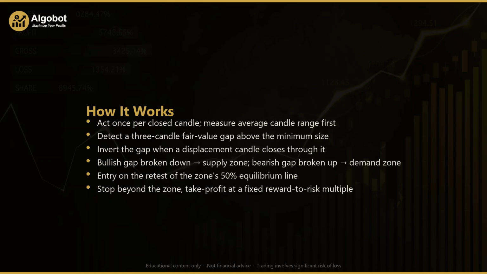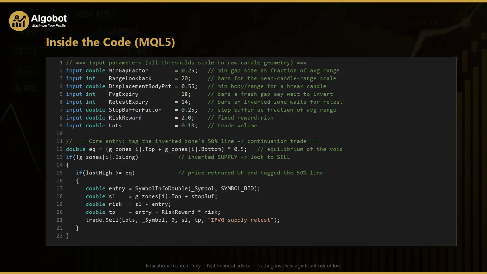On a buy, just below it. The take profit is a fixed multiple of that risk distance, by default, 2 times. A zone is also discarded if price closes back through it, which signals the gap has been reclaimed. Gaps in zones that are never used simply expire after a set number of bars, keeping the lists clean and the logic disciplined. Here's the heart of the code, as you'd see it in Meta Editor.